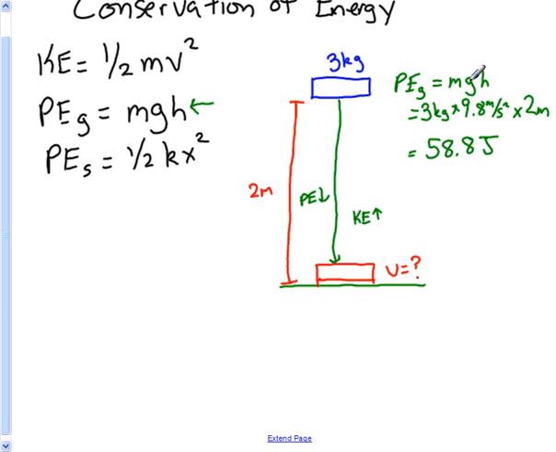Well, we can solve for it. It's mg times h, but in this case, h would be 0. So how much potential energy do we have? Well, we don't have any. No potential energy. So therefore, it all has to be kinetic. It all has to be kinetic energy.